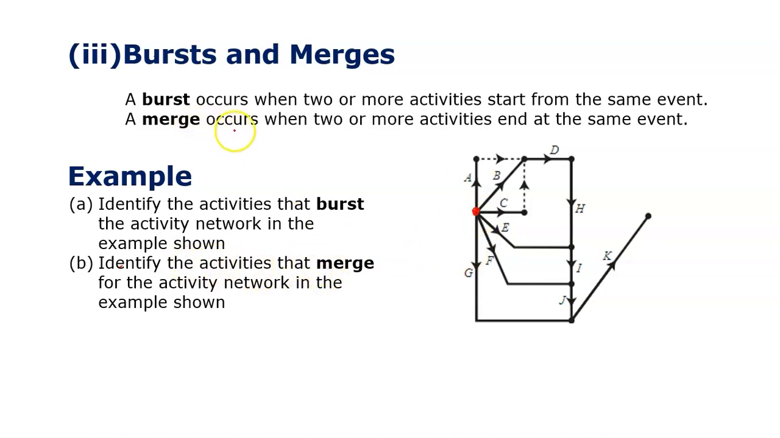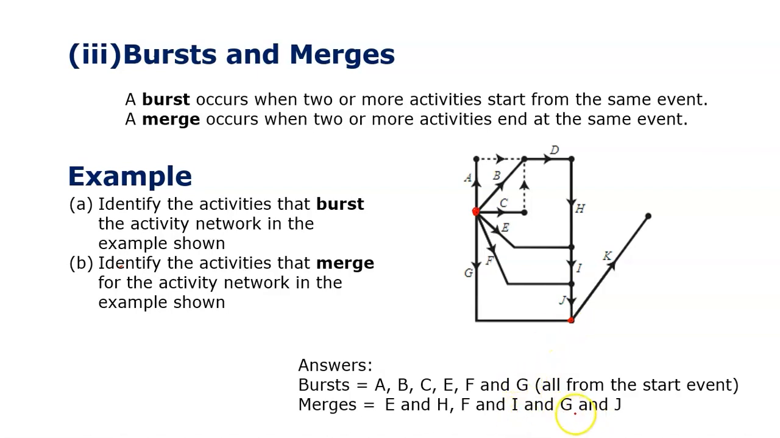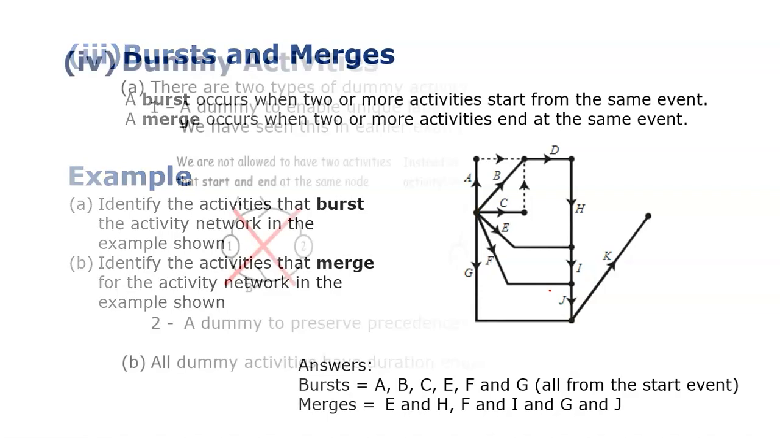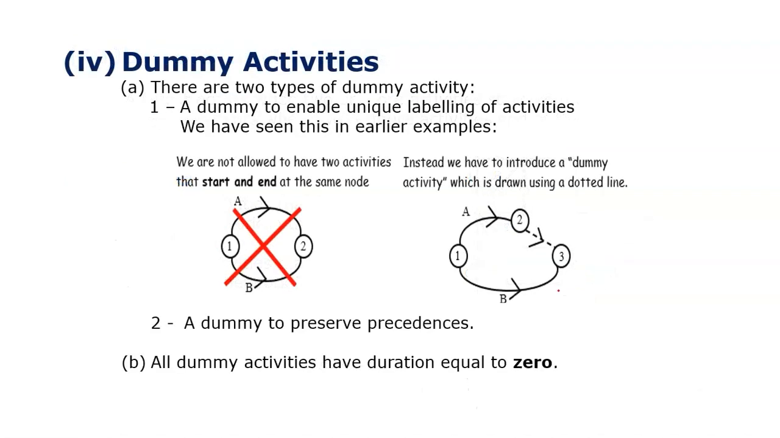Now, what does it say? A merge occurs when two or more activities end at the same event. So, for instance, see that point there, you can see J and G both end. So if I just show you the answers all together, there's the one that I did, the J and the G, but you also got F and I. F and I go into there, and E and H, they both go into there. So a burst is where they come out of an event or node, and a merge is where they join together at a node.